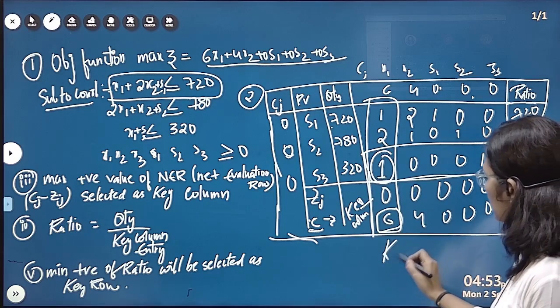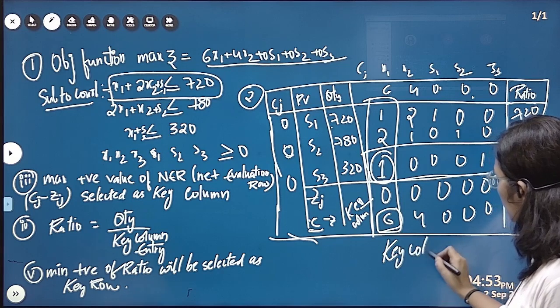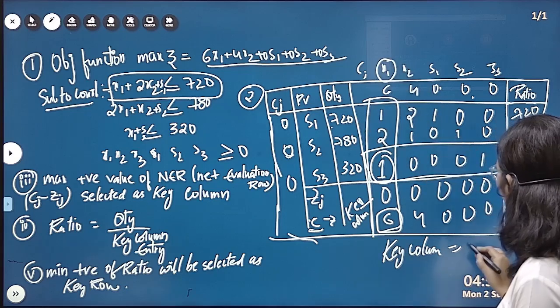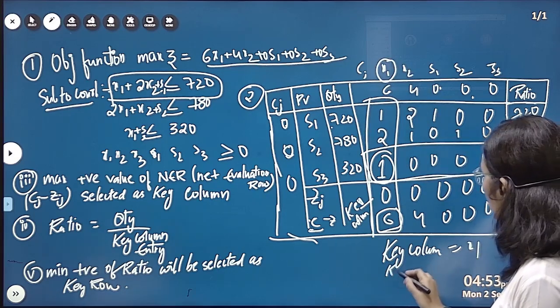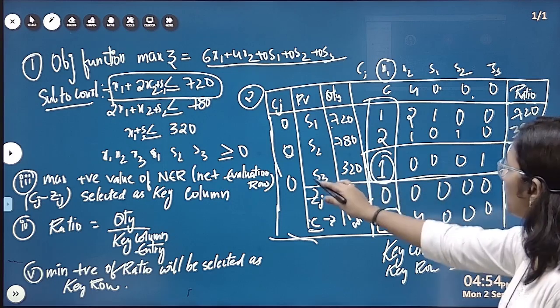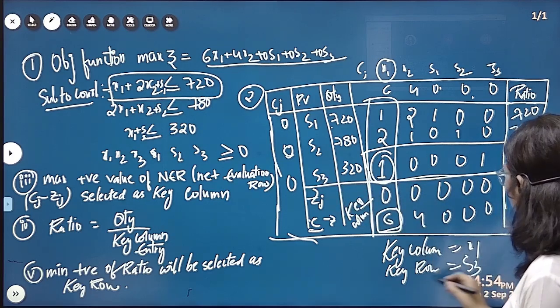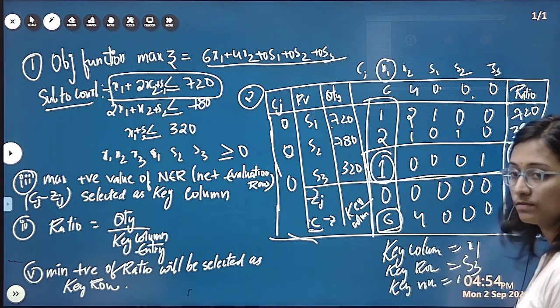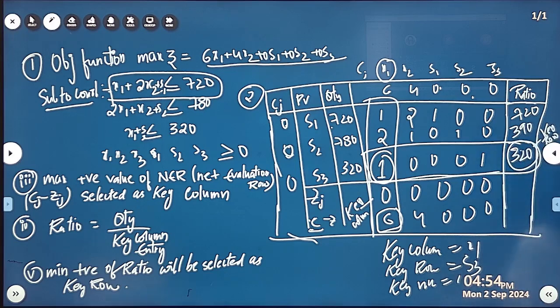So write over here, what is key column? X1. Key row, S3. And key number, 1. Clear? Finished.